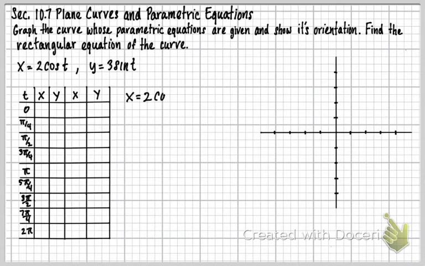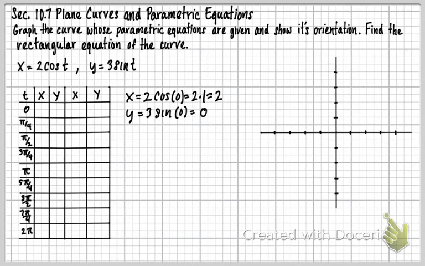So that's going to be cos of 0 because we're plugging in 0 for t first. And then this is going to be 2 times 1 because the cos of 0 is 1, so that's just 2. And my y is going to be 3 sine of 0, so that's going to be 3 times 0, which is 0. Sine of 0 is 0.